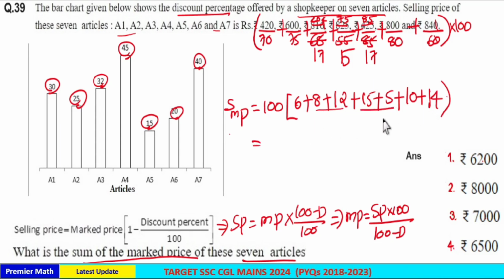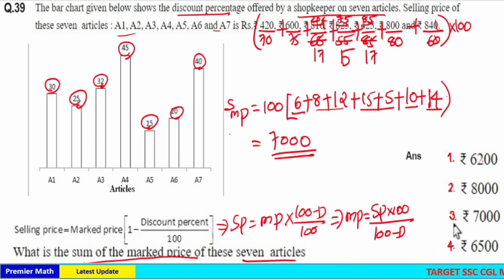20 plus 20, 40. 40 plus 10, 50. 50 plus 30 is 70. So 70 into 100 is 7000. Option 3 is your answer. Sum of marked price of 7 articles is 7000.